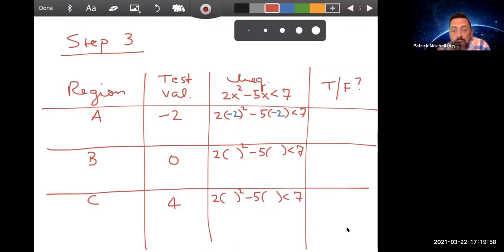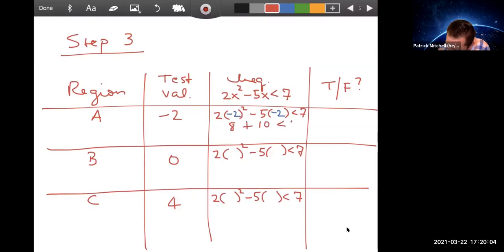The square of negative 2 is 4. 4 times 2 is 8. Plus 10. Is that less than 7? Is 18 less than 7? No, it is not. So region A is not part of the solution set.